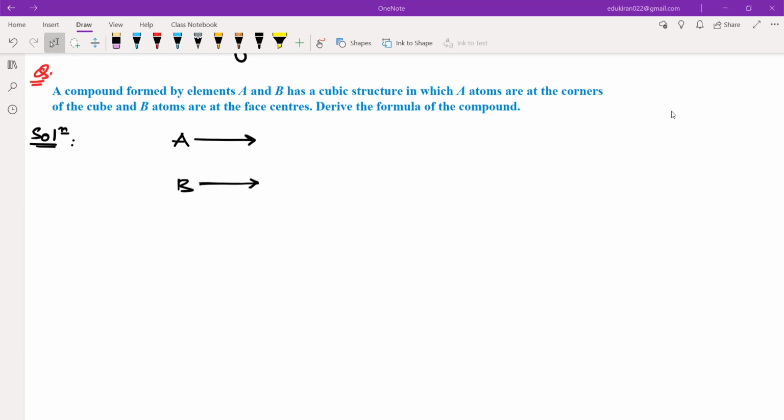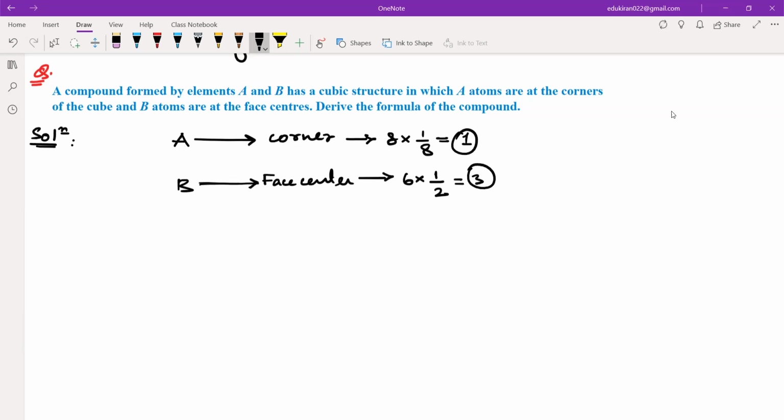Okay, fine. Hamza, tell me, where are the atoms of A? At the corner. How many corner atoms are there? 8. Okay, what is the contribution of each? 1 by 8. And this will be equal to? 1. Where are the B atoms? They're in the face centers. How many face center atoms are there? 6. Contribution of each? 1 by 2. This will be equal to? 3. Look at your answer.